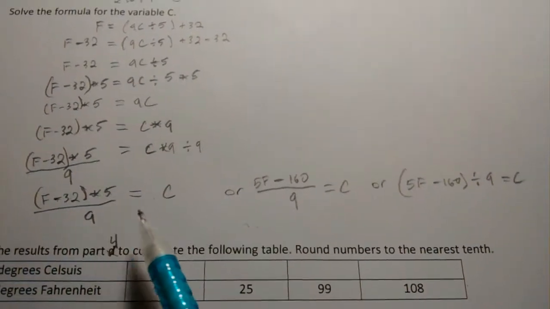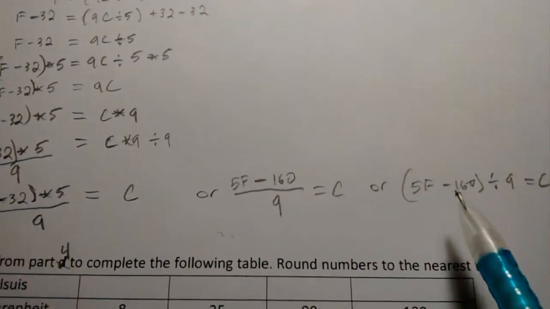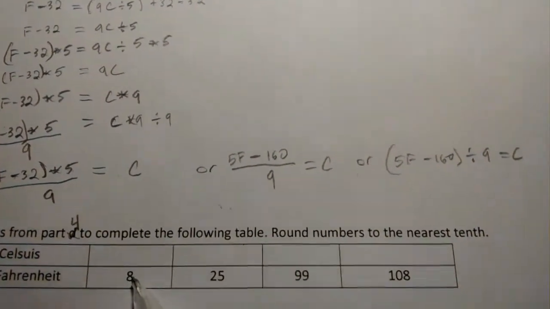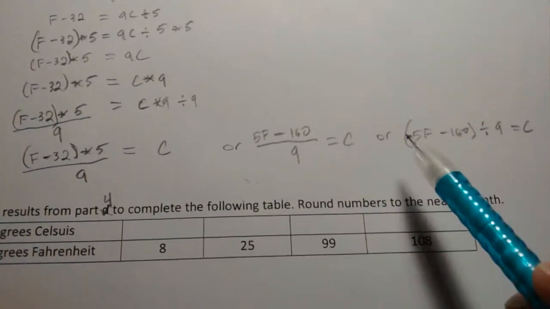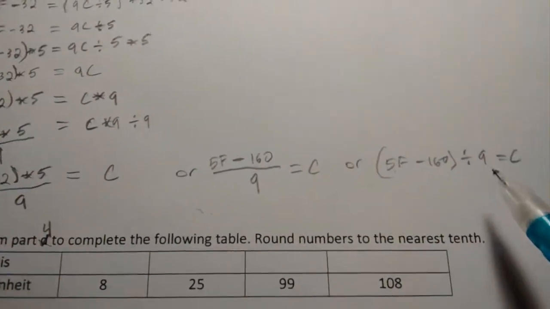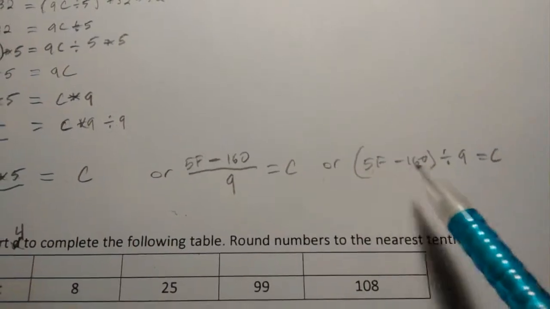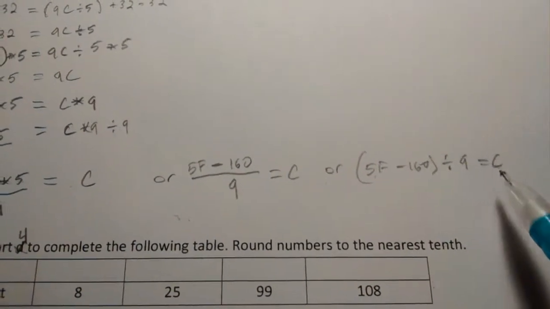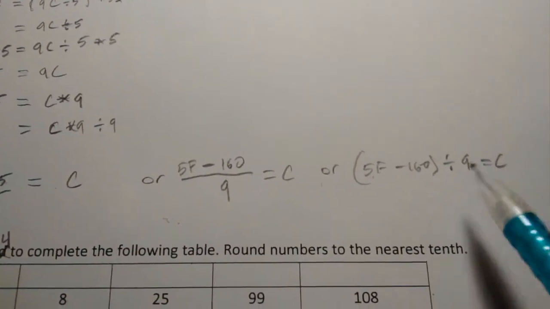So I can use either one of these. I'm going to use this last one, and the idea here is to plug in 8, the Fahrenheit temperature here, and now it should be fairly easy to calculate because all the algebra is done. You just have to evaluate this left hand side to get the corresponding C value.